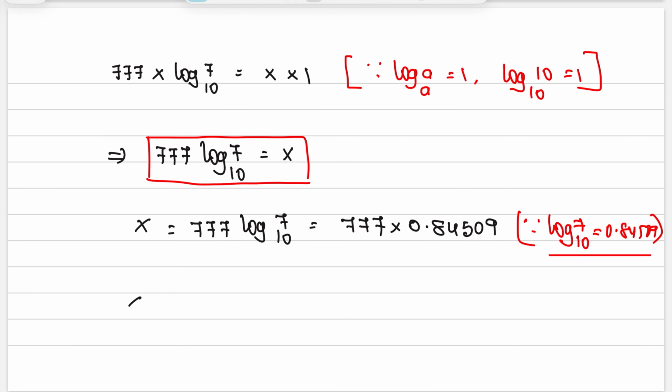Now, what will be the value of x? The value of x is coming as, multiply these two: 777 into 0.84509, that will be 656.6411. That implies floor function x is equal to 656. This is what we are interested in.